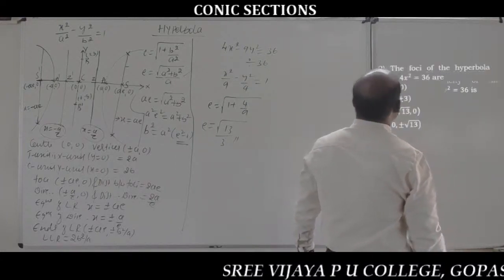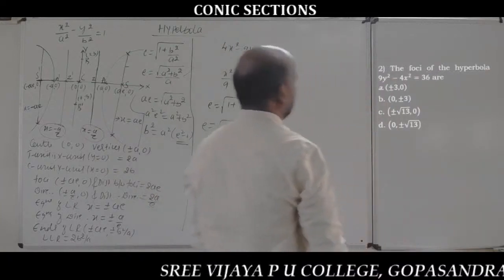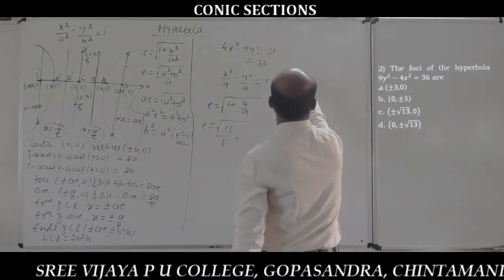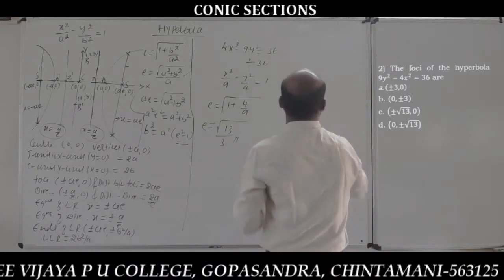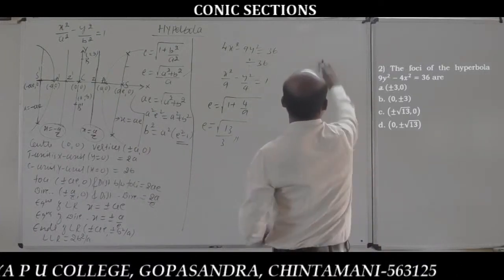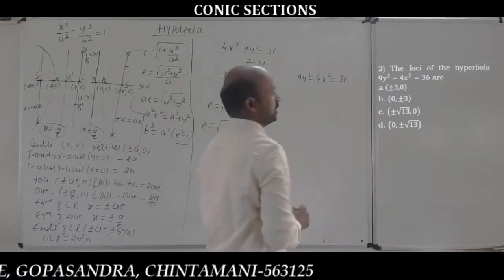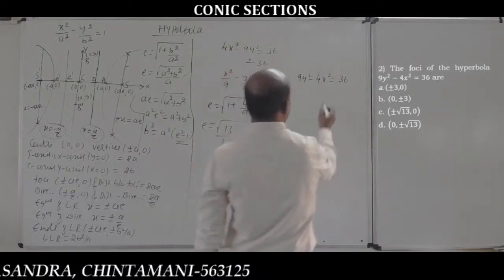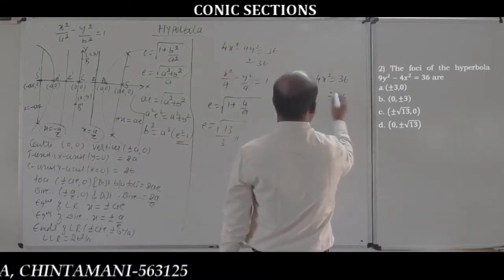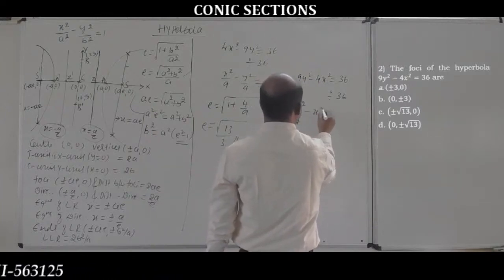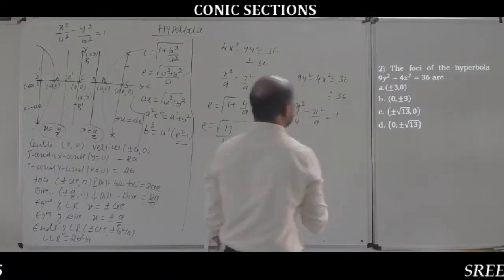Okay, second one. The coordinates of the foci of the hyperbola 9y square minus 4x square equals 36. Let us divide the equation throughout by 36. So it becomes y square by 4 minus x square by 9 equals 1.